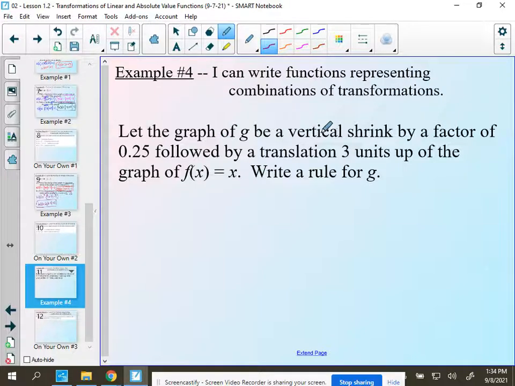Let the graph G be a vertical shrink by a factor of 0.25, 1/4, followed by... I don't even want to read it yet. I need to do the vertical shrink first, and then we'll address the translation. Now, the nice part is, that's just f of x. What's the rule here? If it's a vertical shrink, that's a whole function. That whole function, as in just x, gets multiplied directly by whatever I see. So times 0.25.